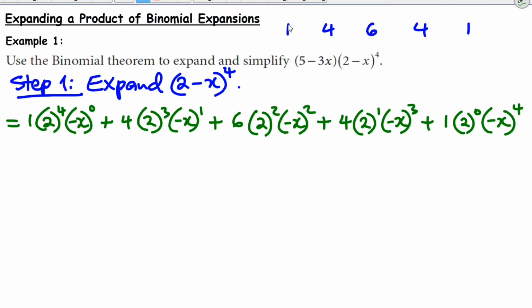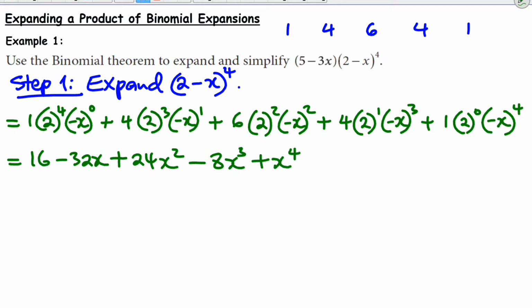And then what we need to do next is just to simplify this expression, which will give us 16 - 32x + 24x^2 - 8x^3 + x^4. So step 1 done. Let's move to step 2. Step 2 will be basically multiplying this expanded form of (2 - x)^4 by 5 - 3x.